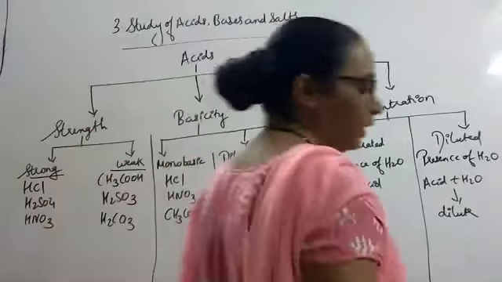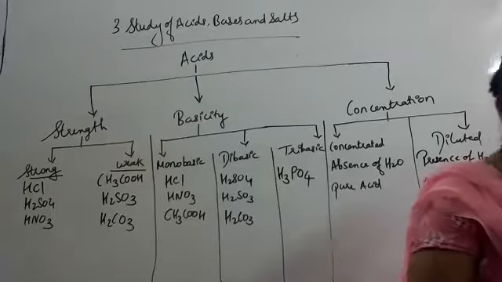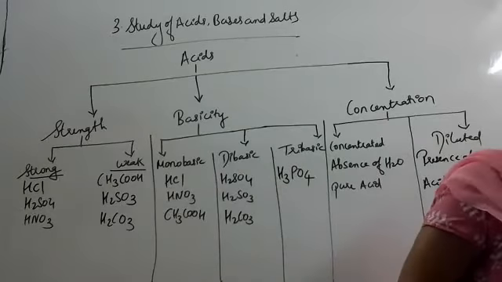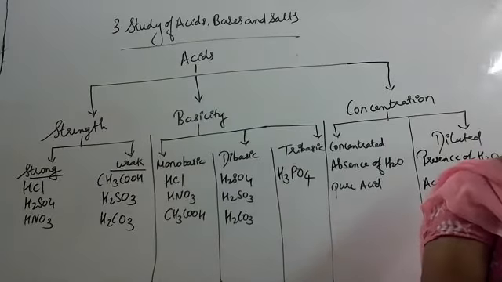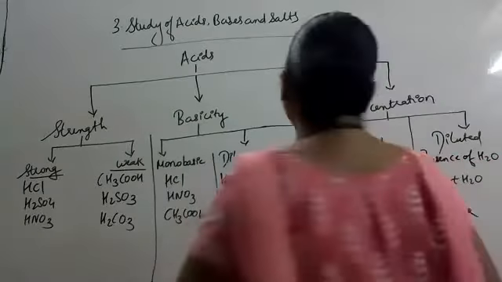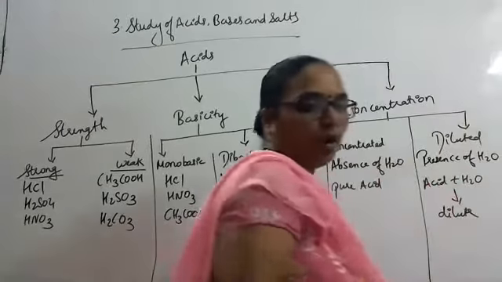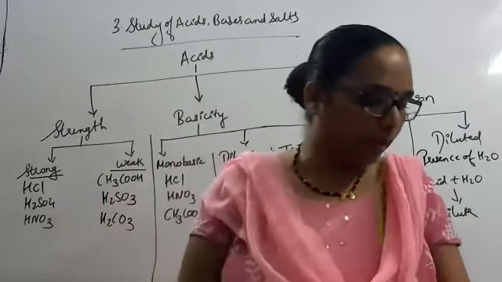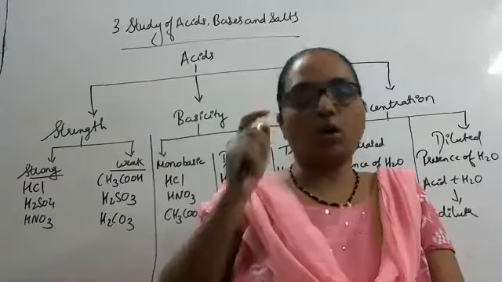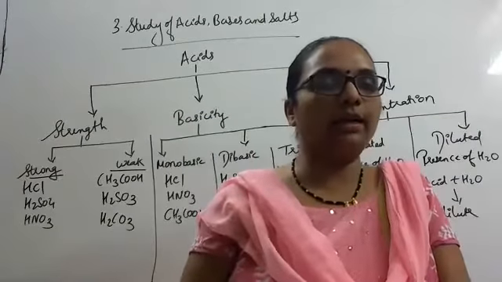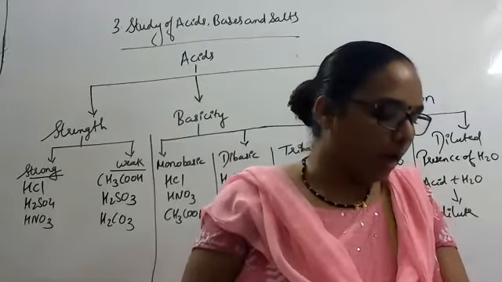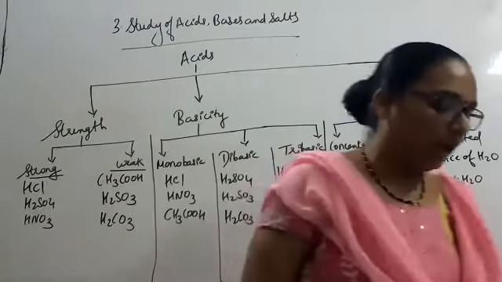Okay. We'll move further. Now we come to the definition of acid. Acid is a chemical compound. When we dissolve this acid in water, it is going to produce hydrogen ions or hydronium ions. And we will see.